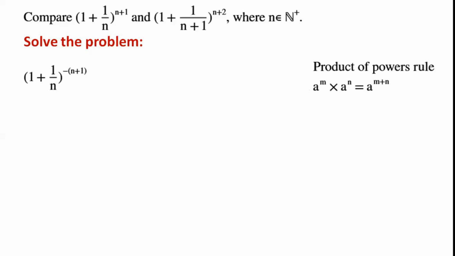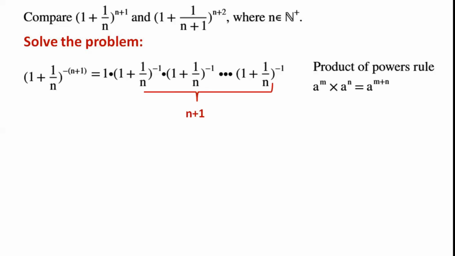Product of powers rule: a^n times a^n equals a^(n+n). So we can now write (1 + 1/n)^(-1) times (1 + 1/n)^(-1) times so on times (1 + 1/n)^(-1). There are n + 1 terms here.